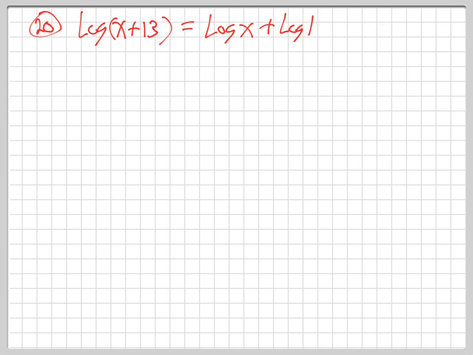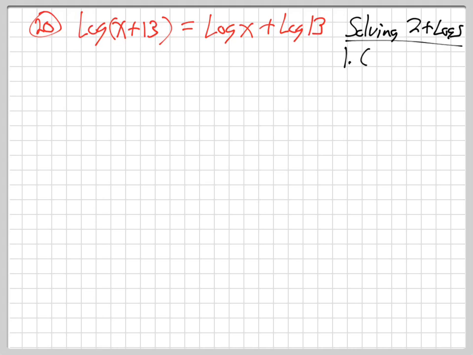Number 20, the last one on this section. The log of x plus 13 equals the log of x plus the log of 13. Okay. How's this going to work? So you know the deal. Solving with two or more logs.